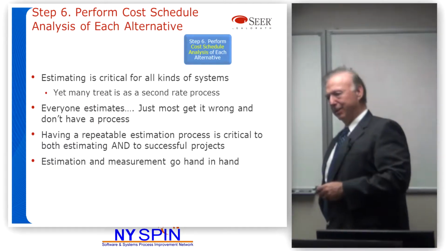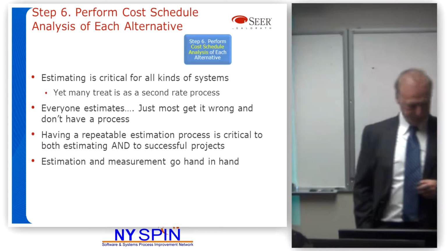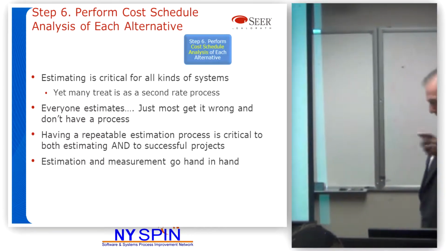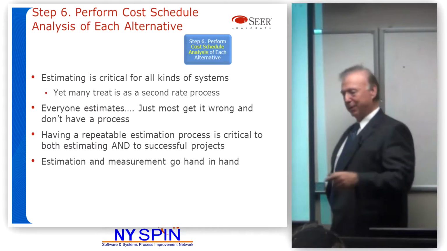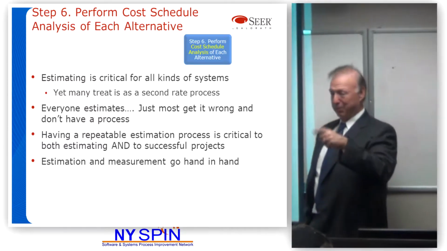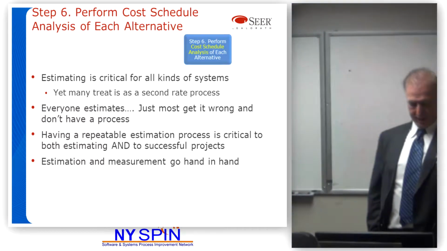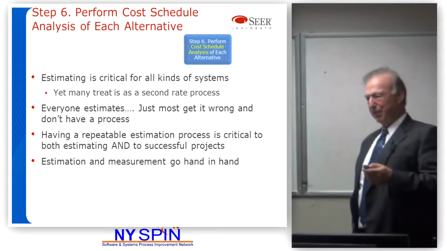Everybody estimates. It's just most people get it wrong. They don't have a process. Isn't that true? Everybody estimates all the time. Your boss, when they say, "Hey, we need this thing by next June," they've made an assumption that you get it done by June. Maybe it's a federal law or something, but people are estimating everything all the time.